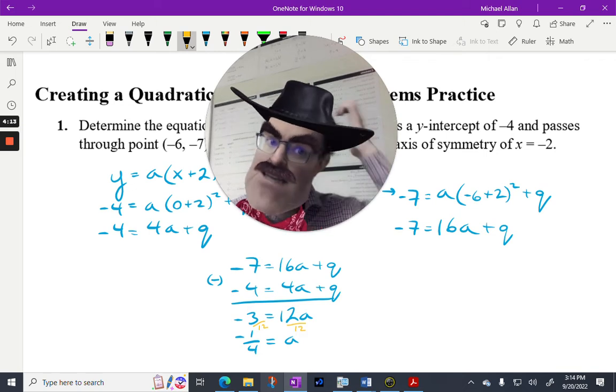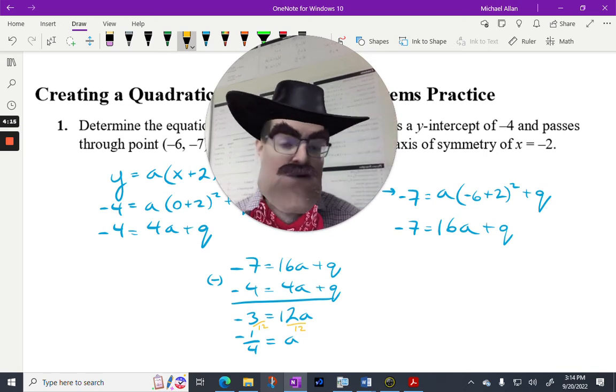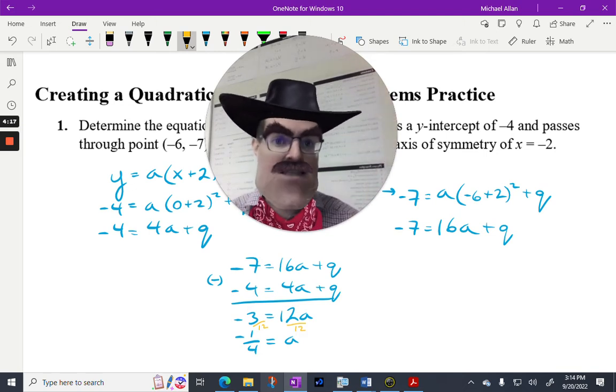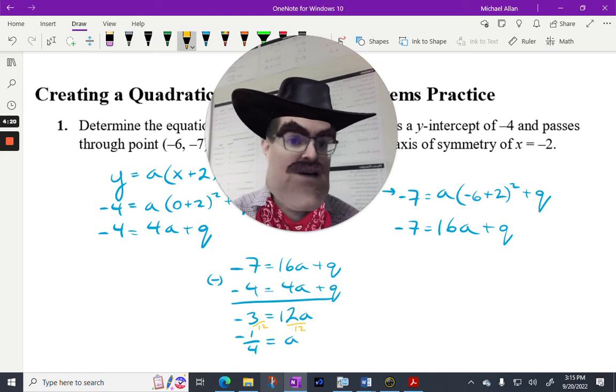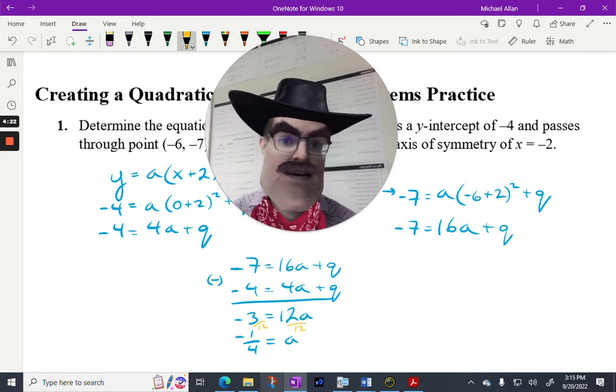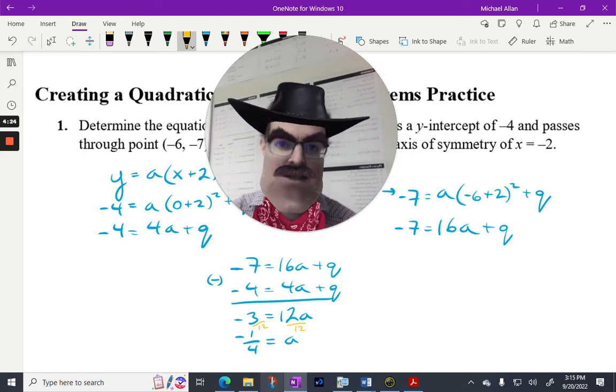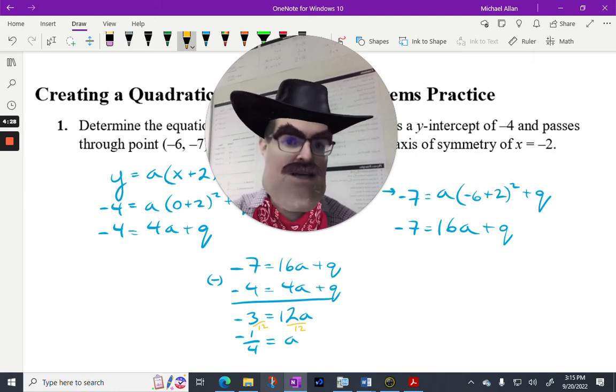Okay, so now the a is a nice a-ish. It's a fraction, which makes the graph wider. It's negative, so it's opening down. But now we've got to find the q value to go with that. So I'm trying to find the whole equation, not just the a value. We're going to find the a and the q. We already have the p.